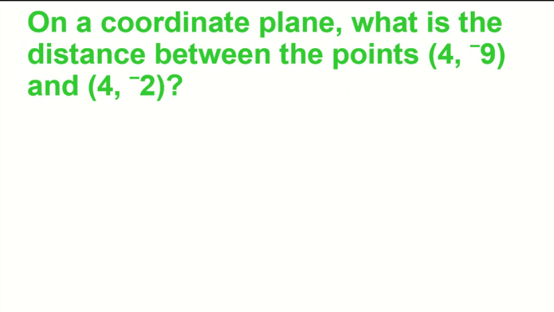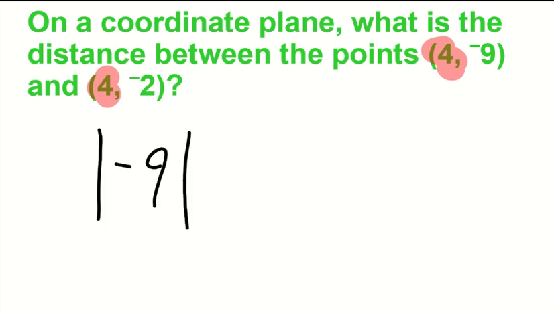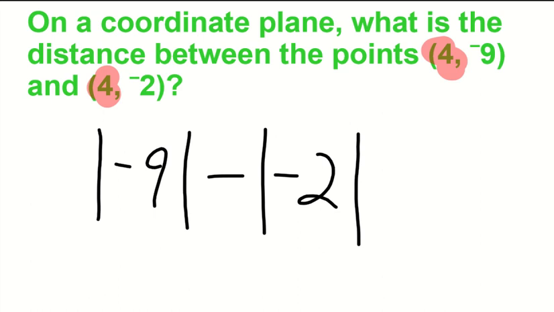Gray, what'd you get? 7 is correct. In this case, the 4s or x values are matching, so we're not going to use them. We're going from -9 to -2. When the signs are the same, we subtract the absolute values. So that's 9 minus 2. 9 minus 2 is 7. Okay? Any questions on that?